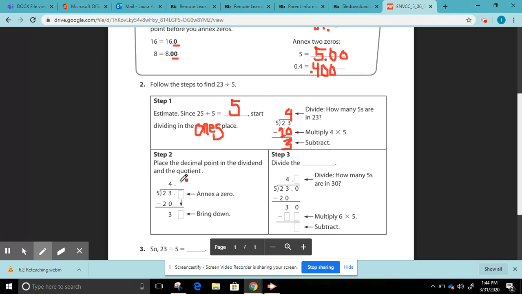Instead of having a remainder, we are going to turn this quotient into a decimal now. By doing that, we need to add a decimal point. So we are going to put the decimal point at the end of 23, and we're going to annex a 0.